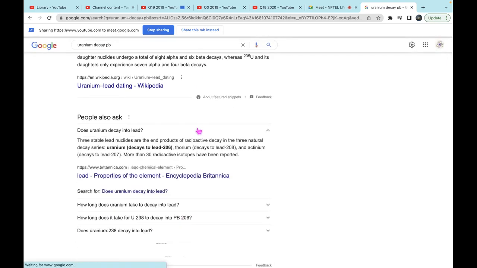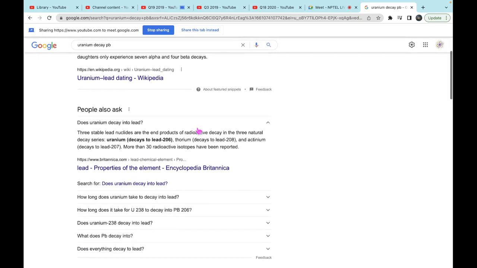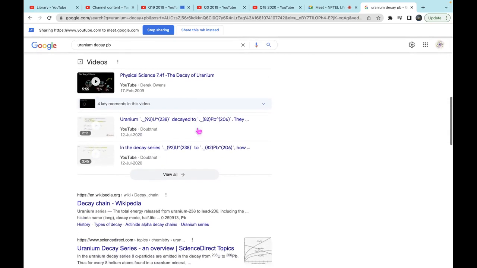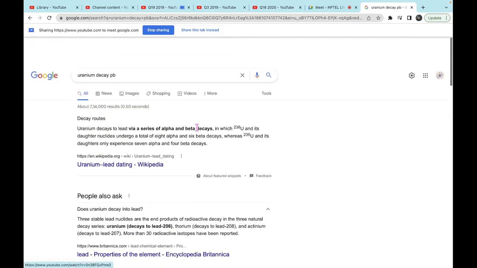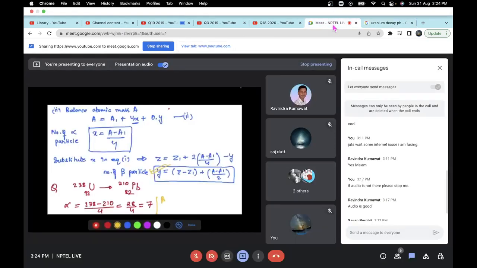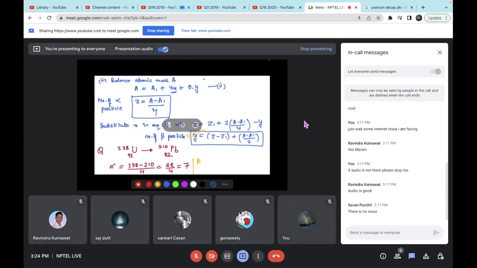Now, I need to find out the beta particles. For the beta particles, I can also go with this formula, or else I can just mentally do the difference between the atomic numbers. So the atomic number difference is actually 92 minus 82. This is actually giving me the difference of 10.